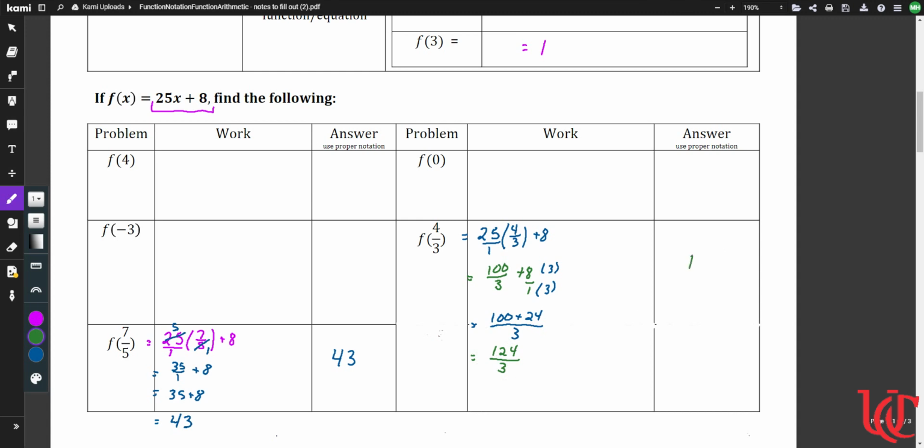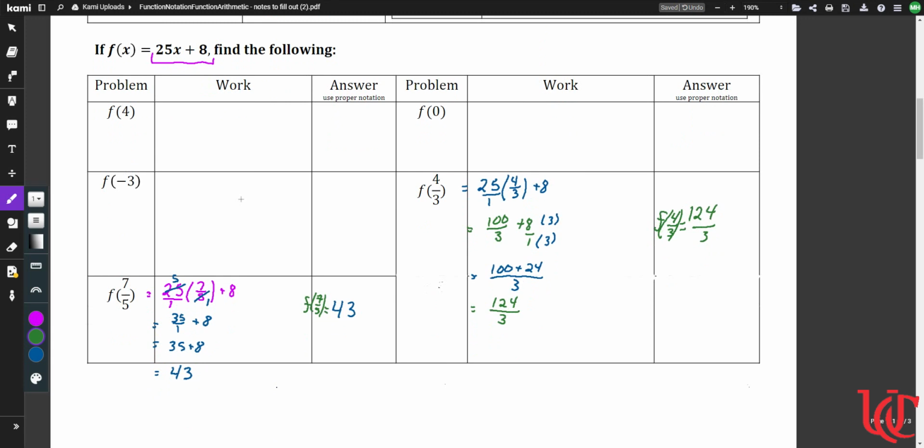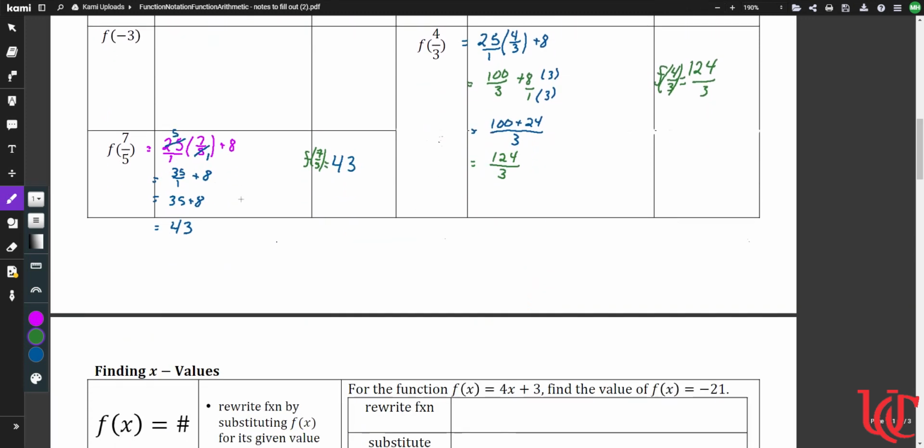So my answer is going to be 124 over 3 equals f of 4/3. And that should have said equals f of 7/5. Okay, so the rest of them, you're going to try them yourself, check your answer with the answer key, and then let me know if there's questions with that.